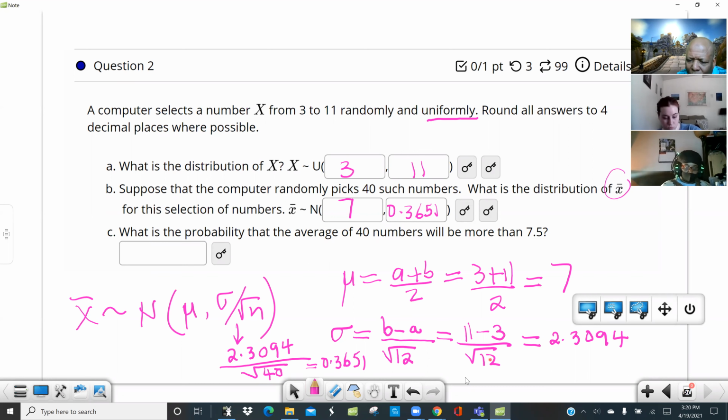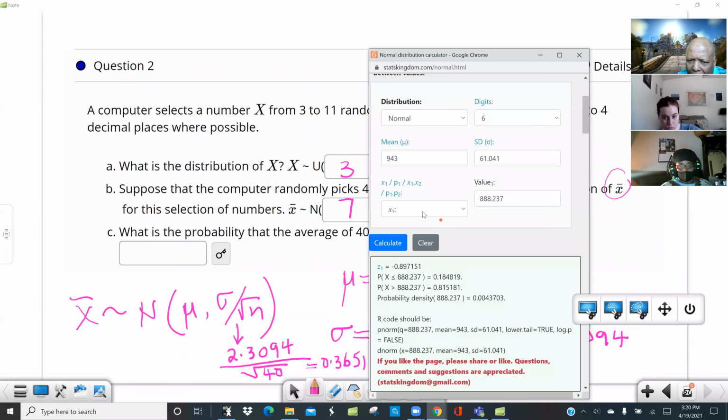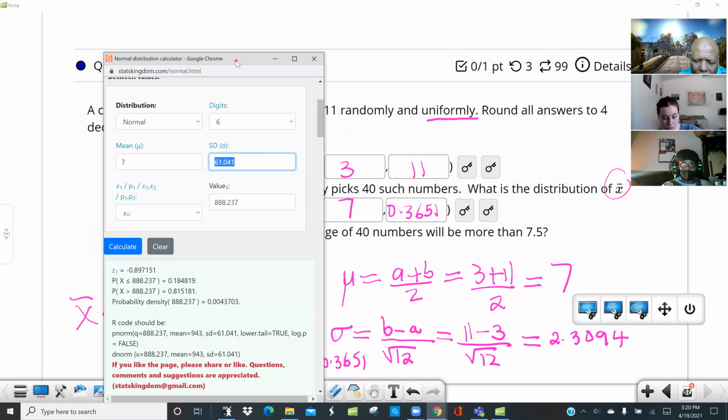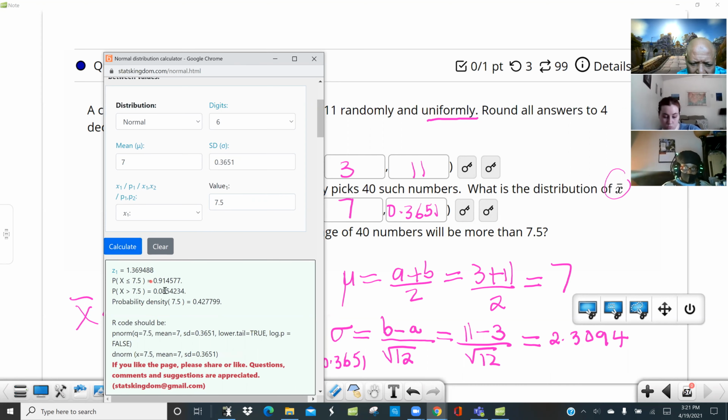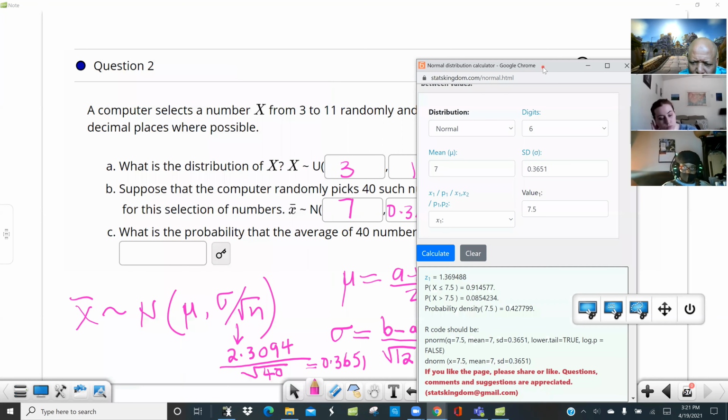So I go to my calculator now. I put in a new mean of 7. I put in a new standard deviation of 0.3651, and I want more. So I put 7.5 here. And I say, calculate it. How about 0.9146? No, more, sorry, that's less.